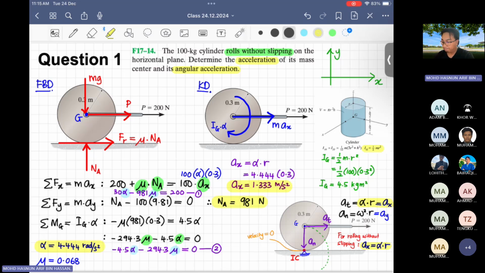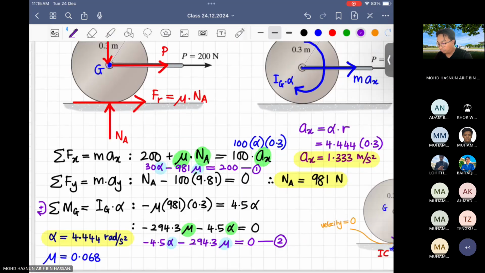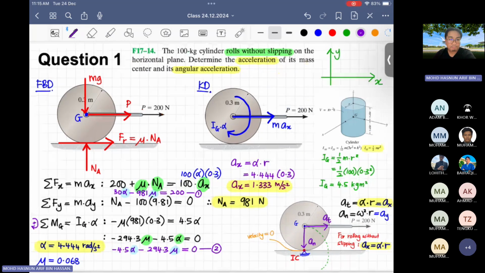Okay, any more question? I forgot to put here that we take clockwise as positive for this one. Okay, any more question?